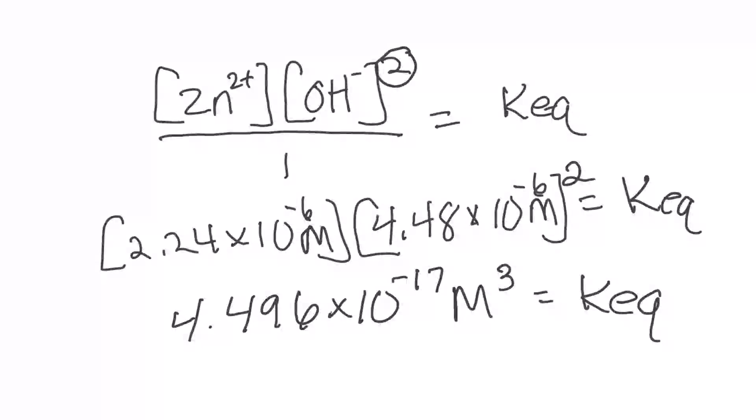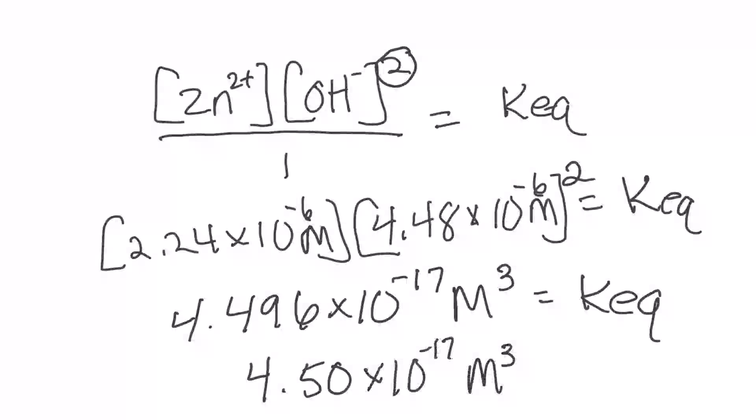Now let's go back and do sig figs. I have 3 significant figures here, 3 significant figures here, so I just want 3. So how do I round this? 4.50 times 10 to the negative 17th molarity cubed. There we have it. We solved the problem.